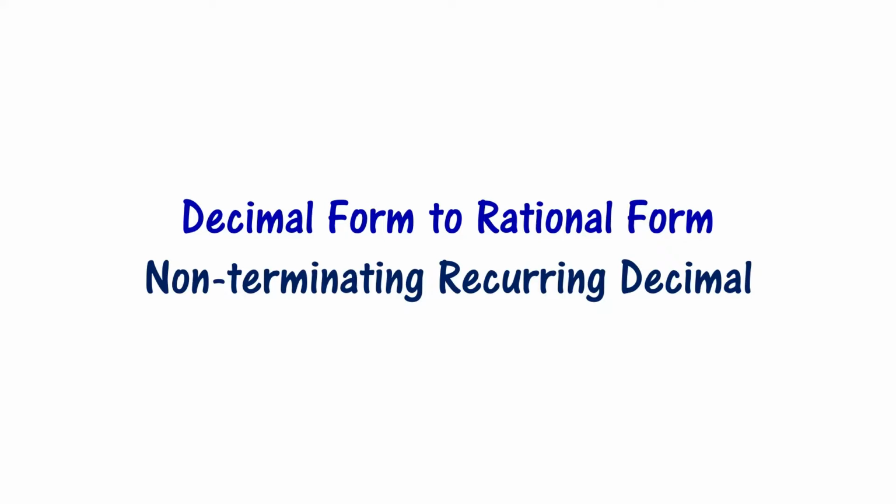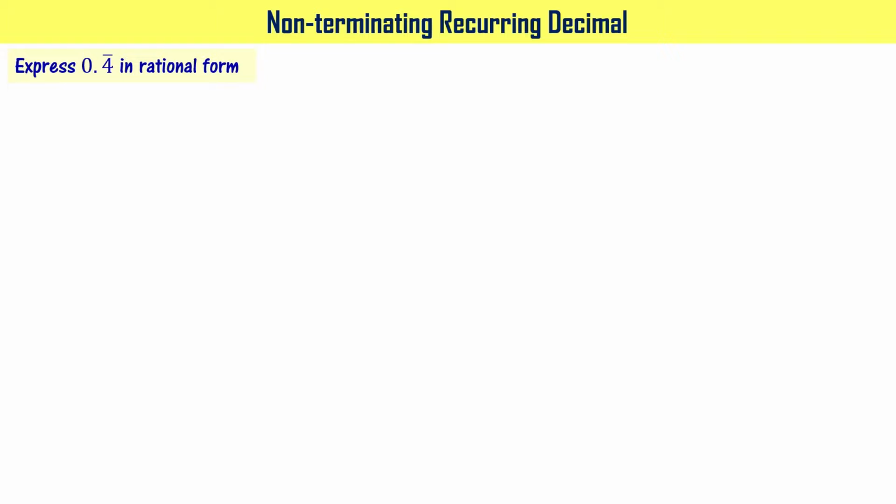Now let us learn about converting decimal form to rational form for non-terminating and recurring decimals. Please note this. We want to convert a non-terminating recurring decimal to its rational form. Let us express 0.4 over bar in the rational form. We know that 0.4 with over bar can be written as 0.4444 and so on, right?